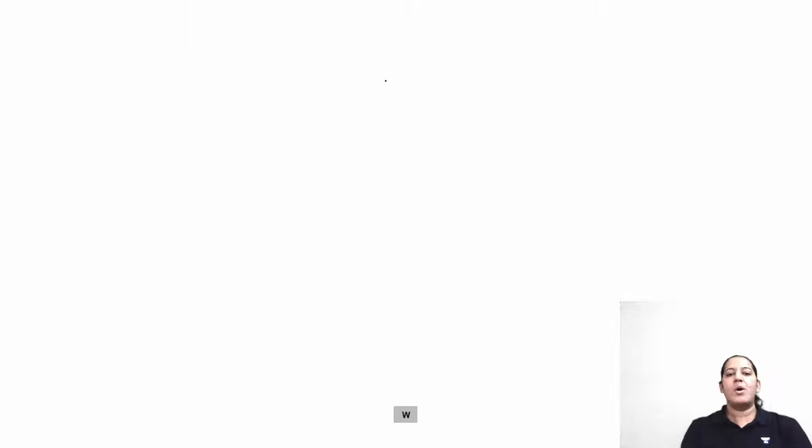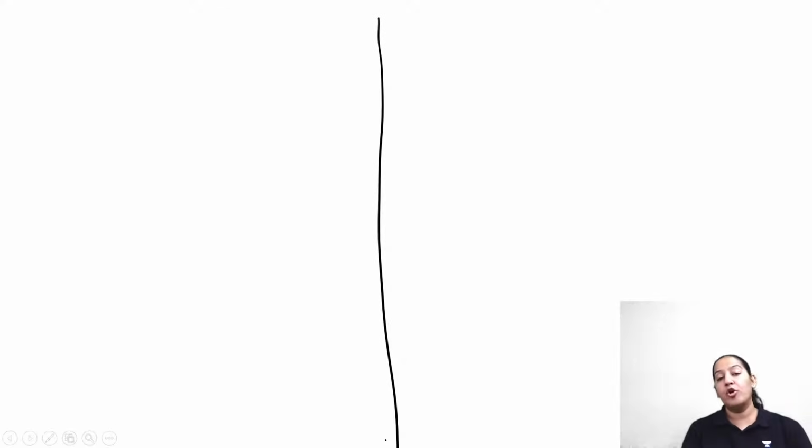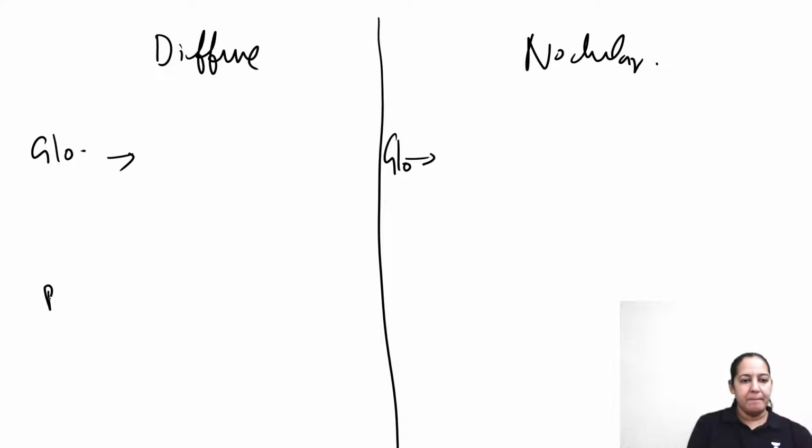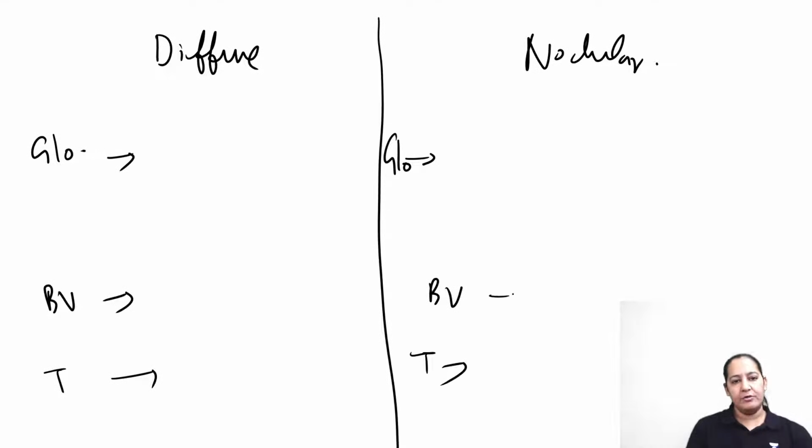Have you got it? So I am done with diabetes. Diabetic glomerulosclerosis: there it is of two types, diffuse and nodular. In both of them, only the glomerulus is different, right? Glomerular findings are different, right? But blood vessel and tubular findings are the same in both of them. Have you got it?